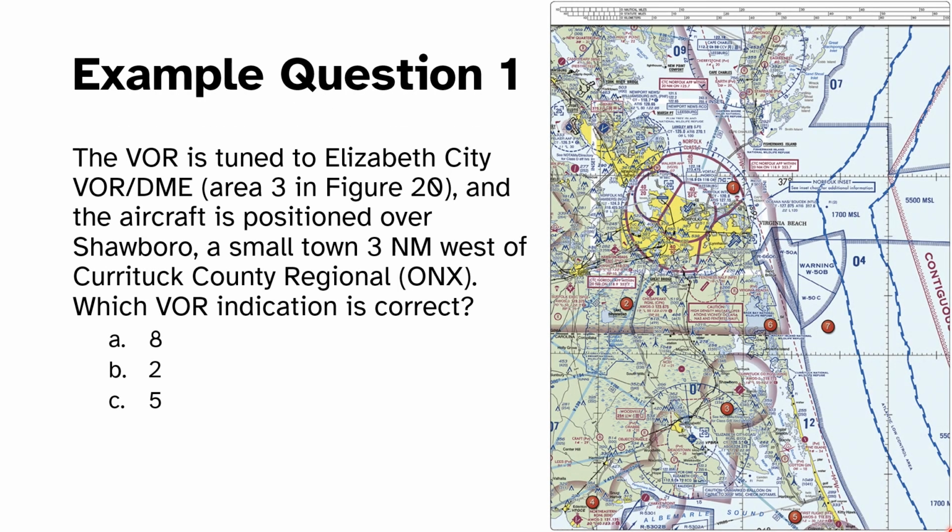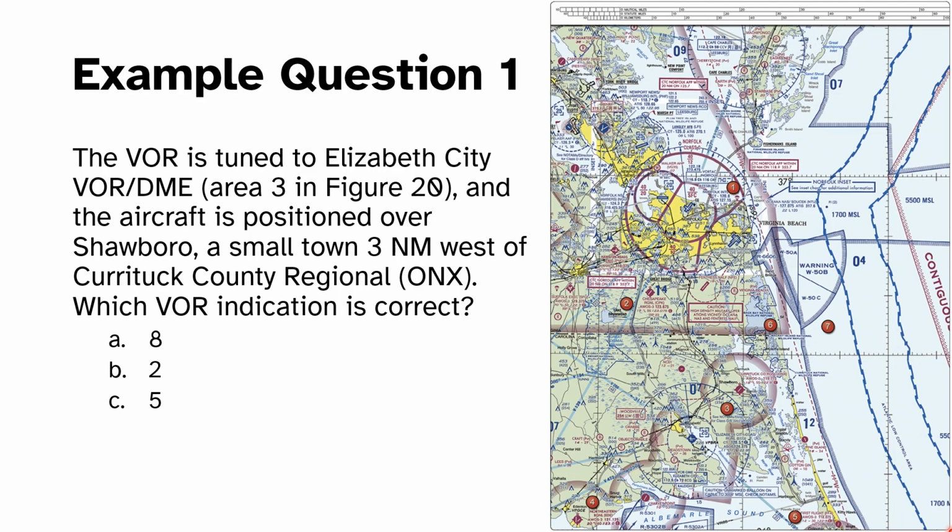So now let's look at a couple of examples. In this one, the VOR is tuned to the Elizabeth City VOR DME station. It's at figure 20, area 3. And the aircraft is positioned over Shawboro, a small town 3 nautical miles west of Currituck County Regional Airport, Oscar November X-ray. Which VOR indication is correct? Number 8, number 2, or number 5?